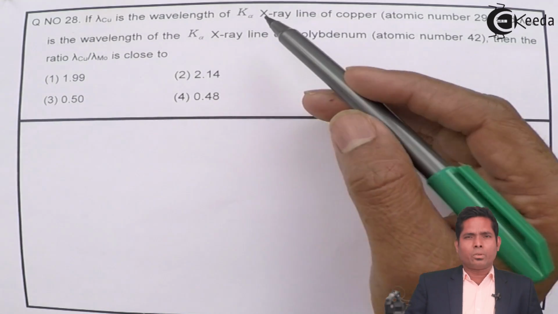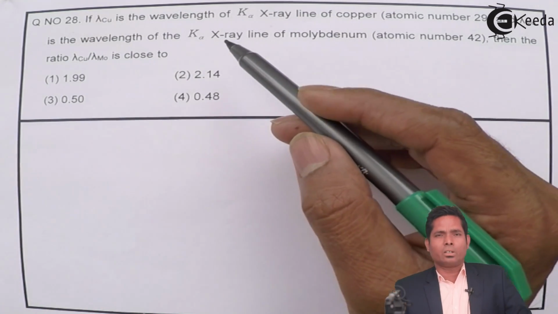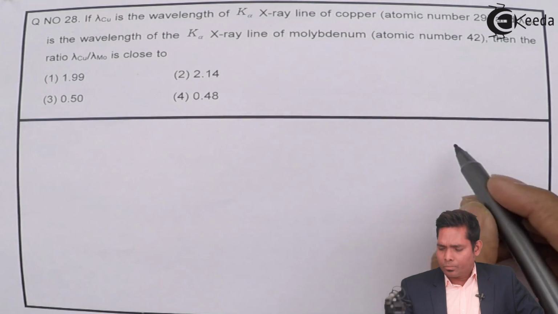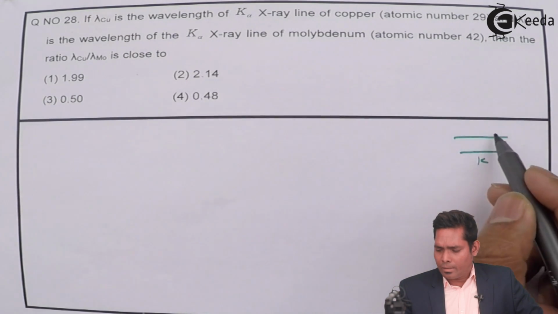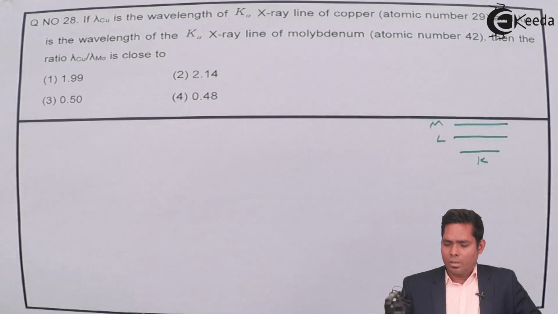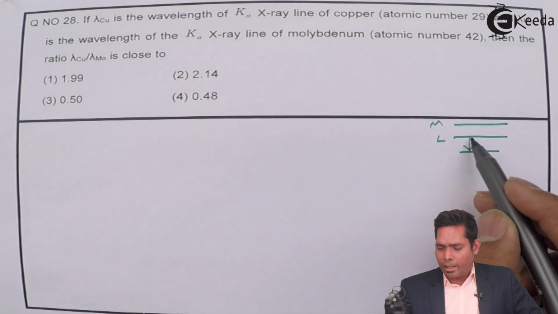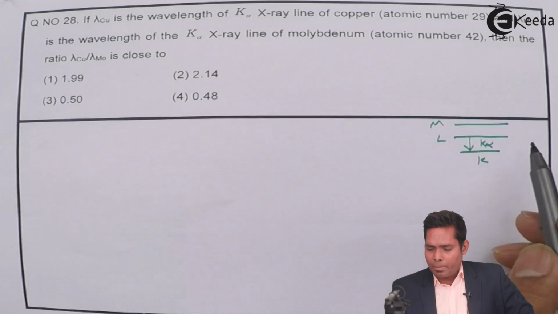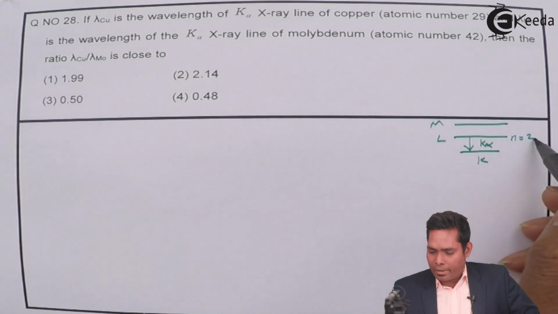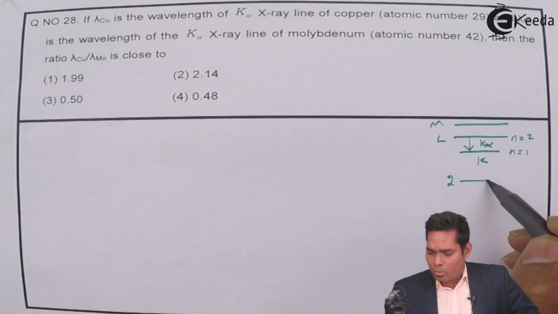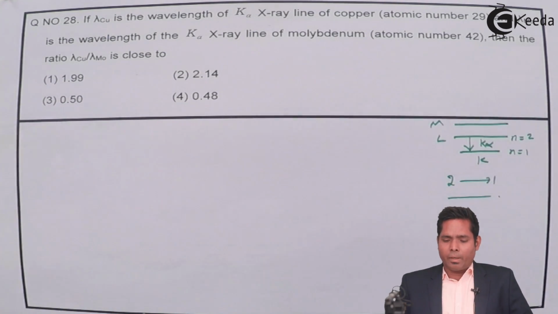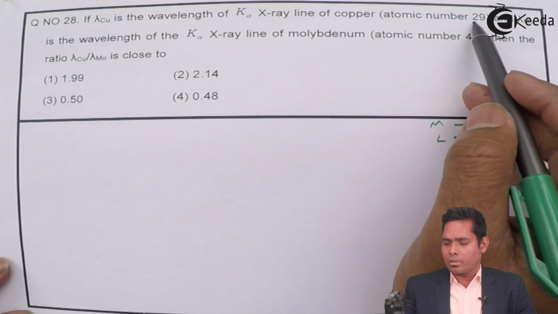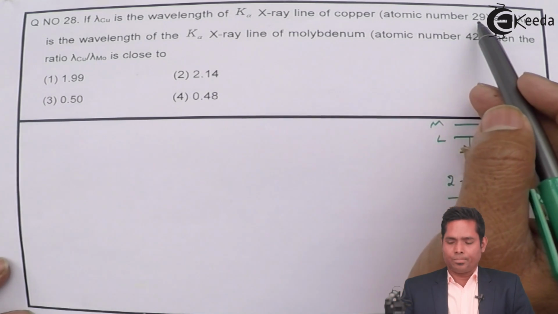So K alpha is obtained when it jumps from the second orbit to the first orbit, that is from the L shell to the K shell. This is K, L, M, and so on. So the jump is from L to K, then this is called K alpha. That means the n value here is 2 and here the n value is 1. The transition is from 2 to 1. Anyway, the K alpha line for copper, whose atomic number is 29. So this is the Z value for copper.